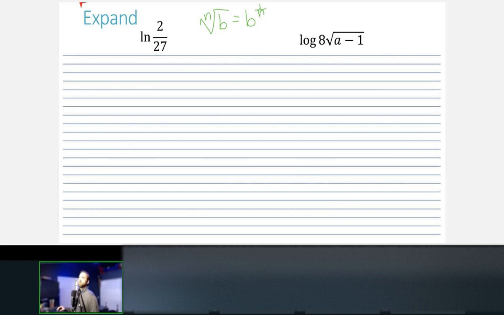Right, what did everyone get for the first one? Natural log of 2 minus 3 natural log 3. That looks correct. Yeah, very good. Very good. And what about the harder one? What did you get for that?